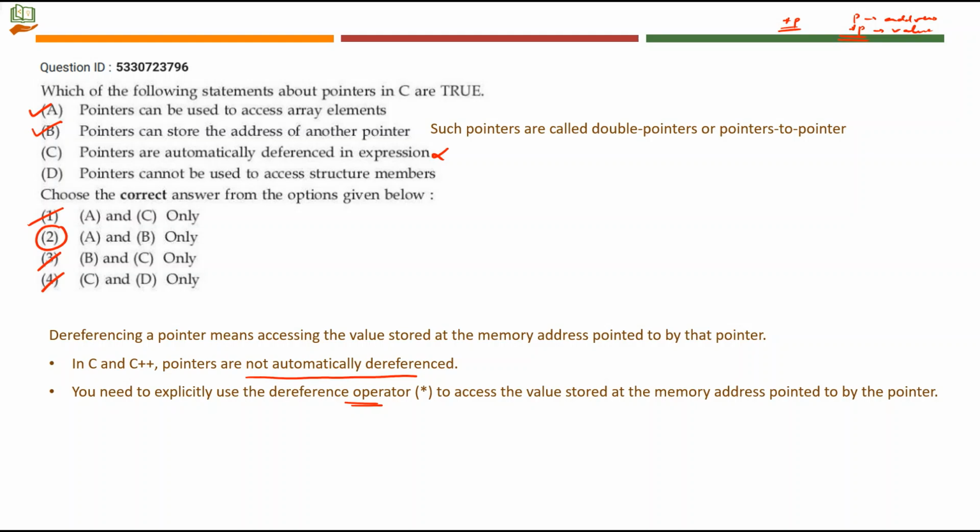What about D? Pointers cannot be used to access structure members. This is also false. To access members of a structure using pointers, we use the arrow operator. You could have seen such accessing code in structure related code segments in C. So definitely this is possible. D is saying it cannot be used. Not so. It can definitely be used to access the members of a structure.